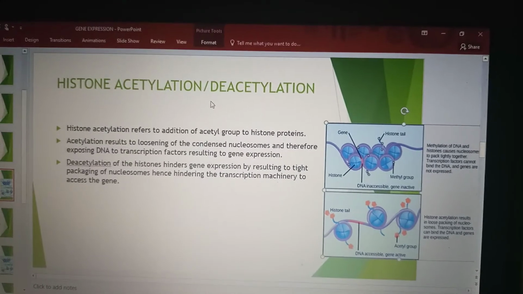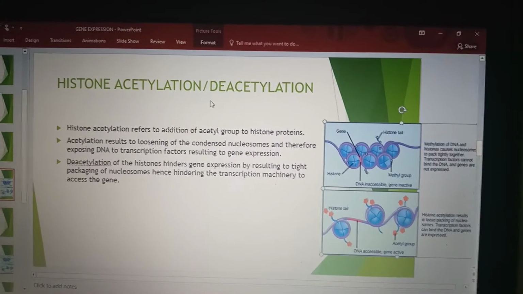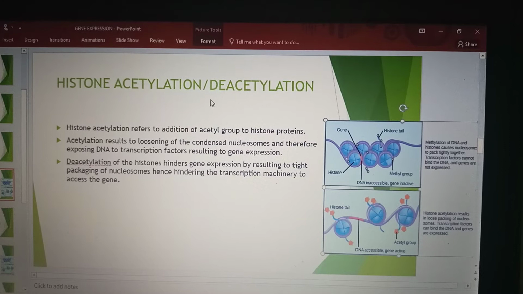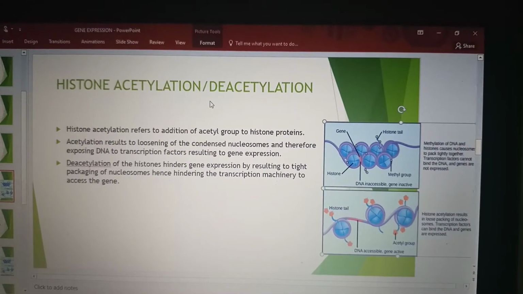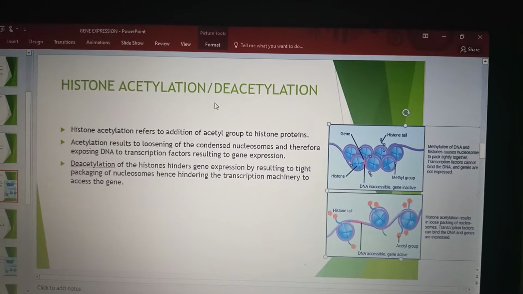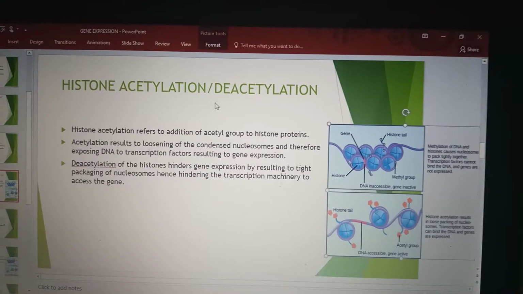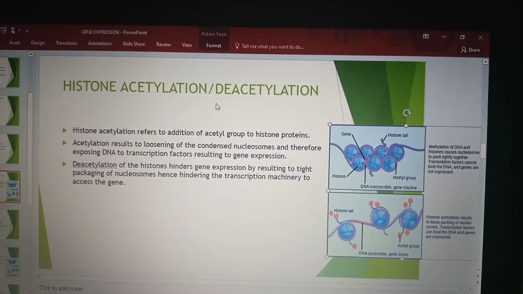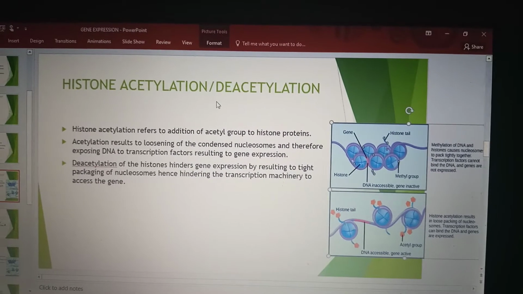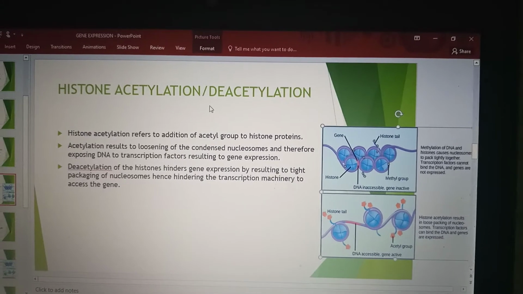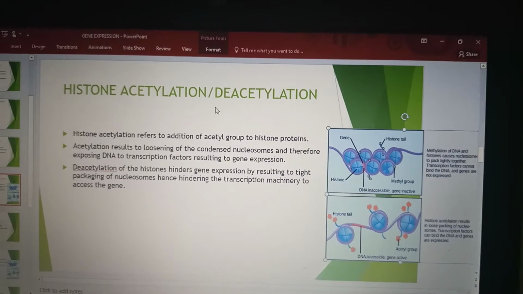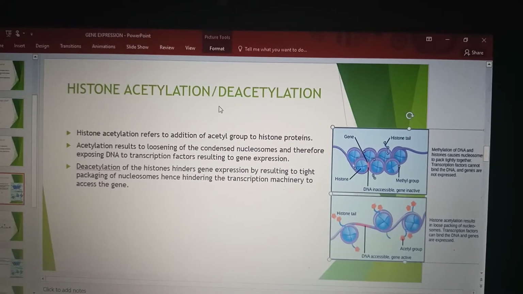Histones are proteins and they are positively charged, and DNA is negatively charged. These opposite charges, positive and negative, make them bind together with higher affinity and form a compact complex, that is a nucleosome.